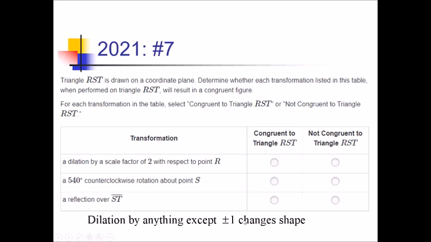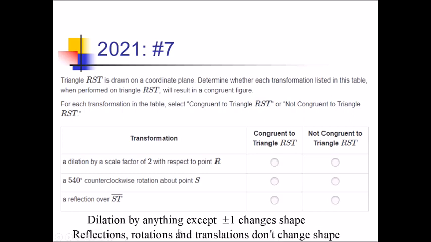Any other transformation, a dilation with 1 or negative 1, or a translation or a rotation or a reflection, all the other transformations that we do don't actually change the shape. They might change which way it's facing, where it is, but they're not going to change the actual shape, the actual sides and angles of the shape.